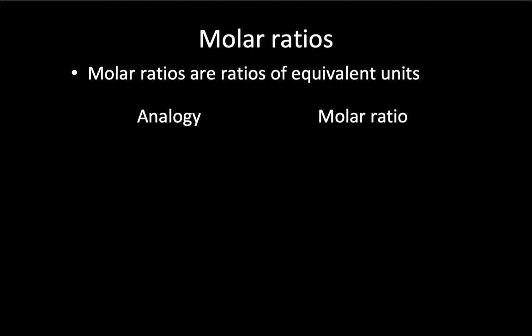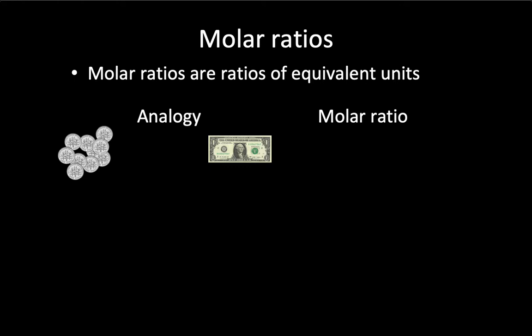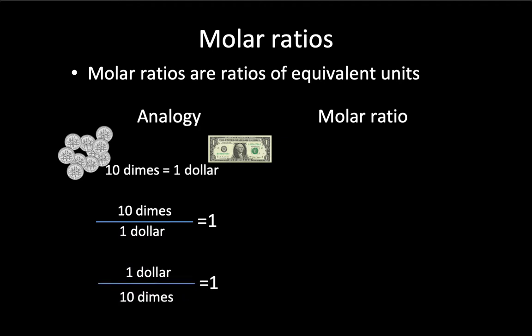So to make another analogy for you, if we have 10 dimes and $1, those are equal to each other. Because they are equal to each other, we can make them into a fraction. 10 dimes divided by $1 still is equal to 1 because those quantities are equal to each other. We could also write it the opposite way, with $1 over 10 dimes. Still is equal to 1. So depending on what our needs are will depend on which one we put at the top. We'll talk a little bit more about that in the next few slides.